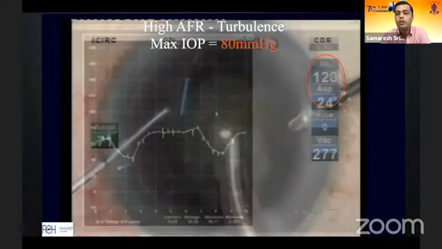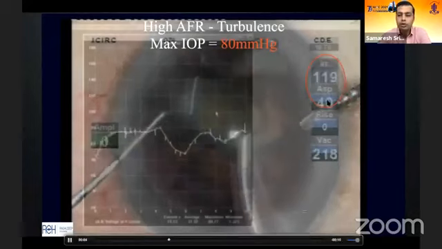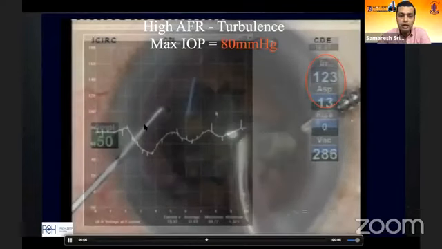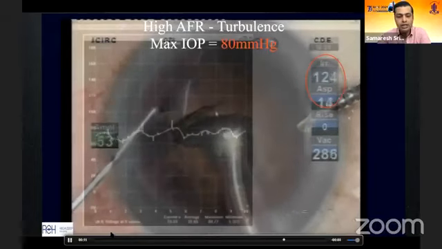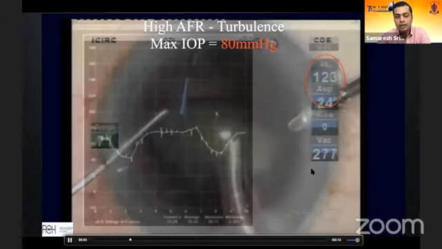So this is just to show you what we did. We actually put a transducer probe in the eye when we performed a surgery. Now this is the high parameter group. So notice the bottle height is 120, flow rate is set at 40, and the vacuum is set at 300.